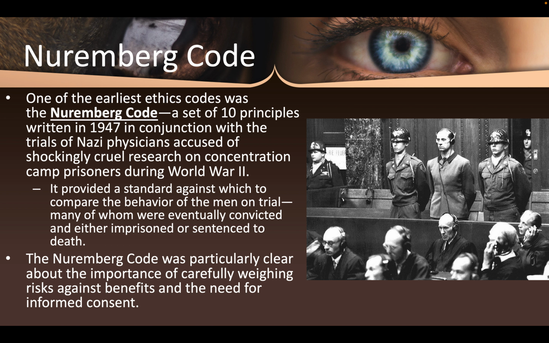It provided a standard against which to compare the behavior of men on trial, many of whom were eventually convicted and either imprisoned or sentenced to death. The Nuremberg Code was particularly clear about the importance of carefully weighing risks against benefits and the need for informed consent.